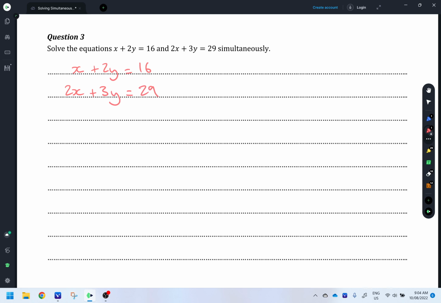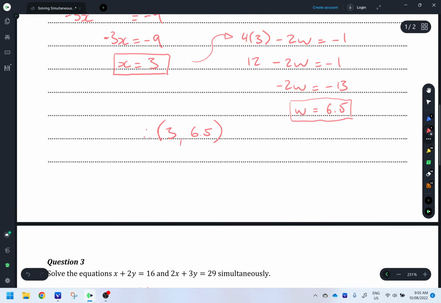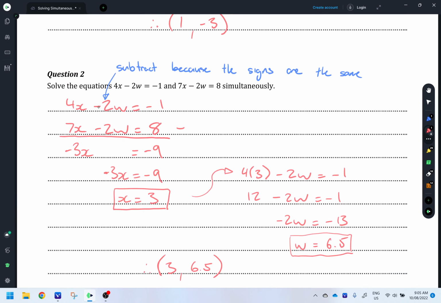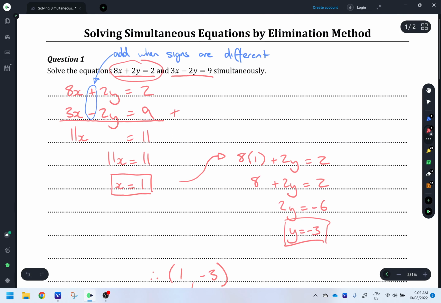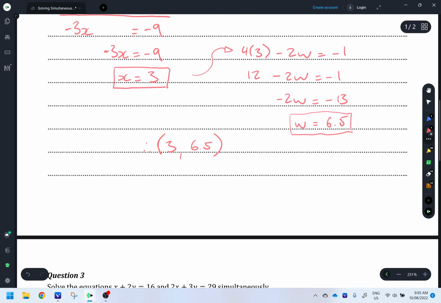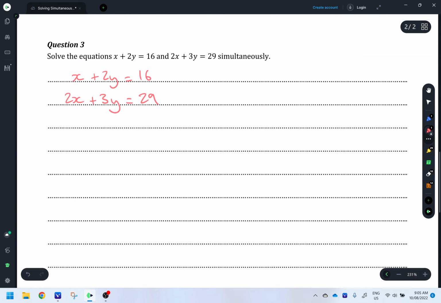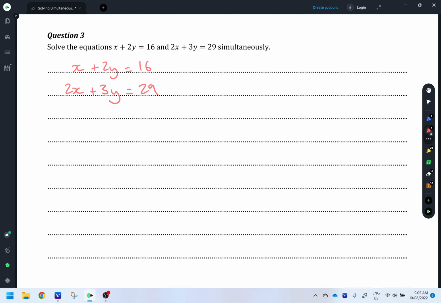Now, in the previous examples, we saw straight away that either the x's or the y's lined up perfectly straight away with the numbers. So we saw that in the previous question, the w's had negative 2, and in this other question, the y's both had 2 sitting in front of them. So we could just eliminate things straight away. In this case, though, neither the x's nor the y's are identical just yet, and we need to change that. So what I need to do is decide if I want to eliminate the x's or the y's through multiplication. I need to multiply one of the equations before I can do the elimination.